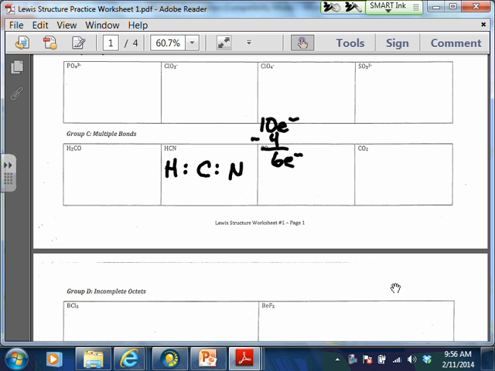Now again, the rule is, first thing you're going to do is take care of the ones on the outside, right? Hydrogen's happy. Hydrogen only needs 2, so don't worry about hydrogen. Nitrogen, 1, 2, 3, 4, 5, 6. We have now used up all of our electrons. But you knew that was going to happen because group C is multiple bonds, so you're going to have to form double bonds in that group. Okay? So now what? No, we're not done. Carbon's not happy, right? Carbon only has 4 around it.